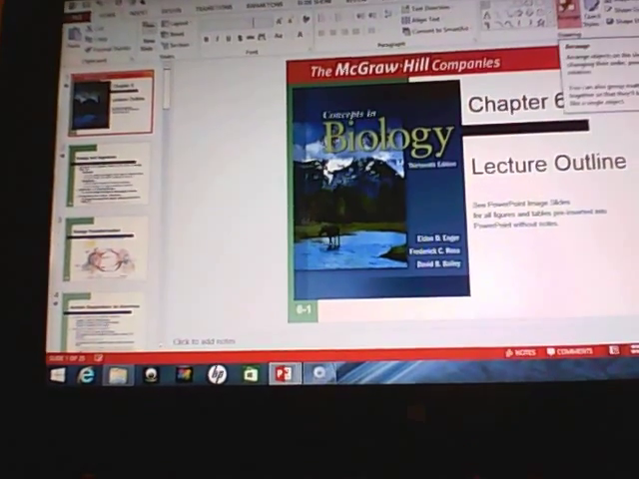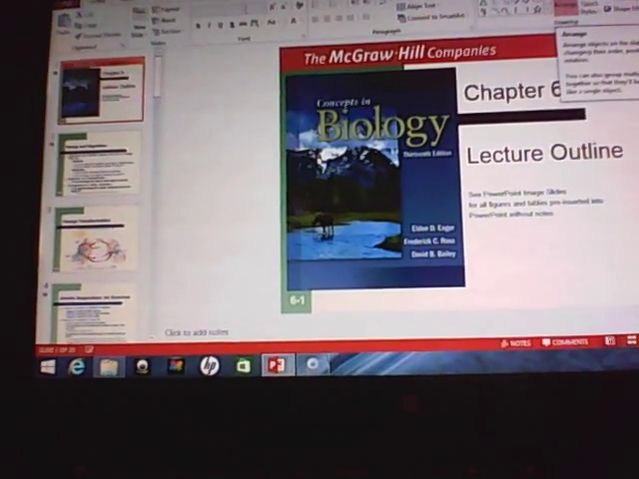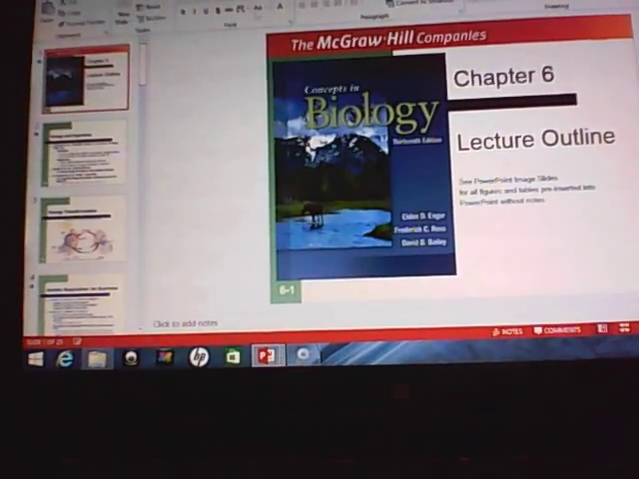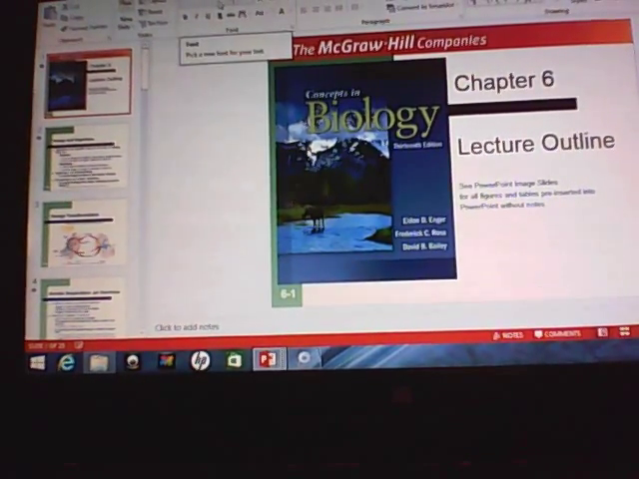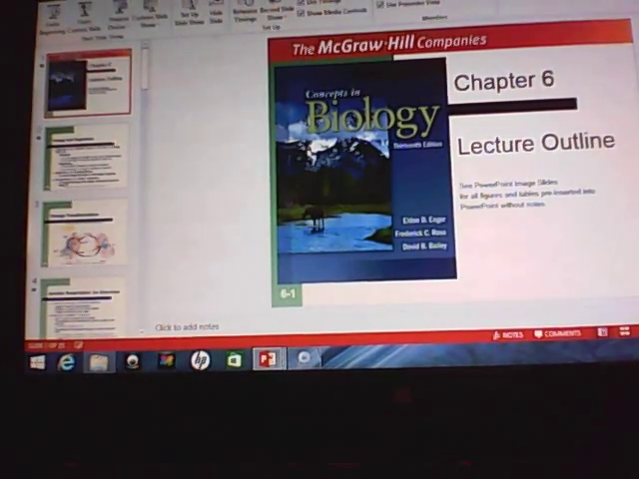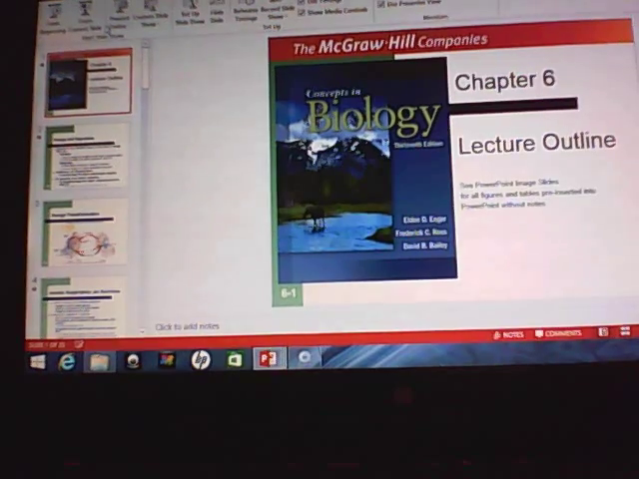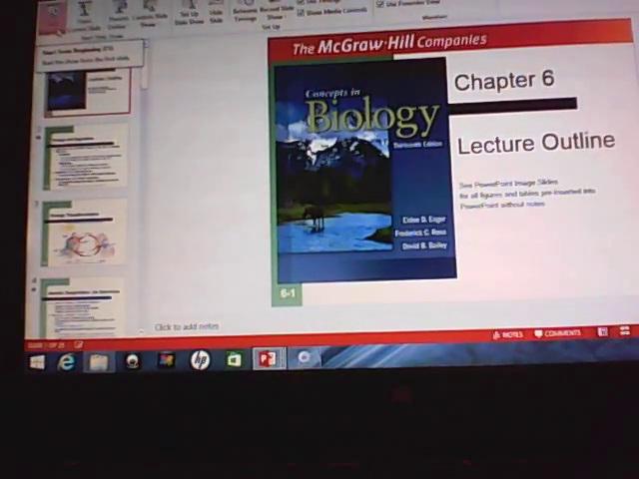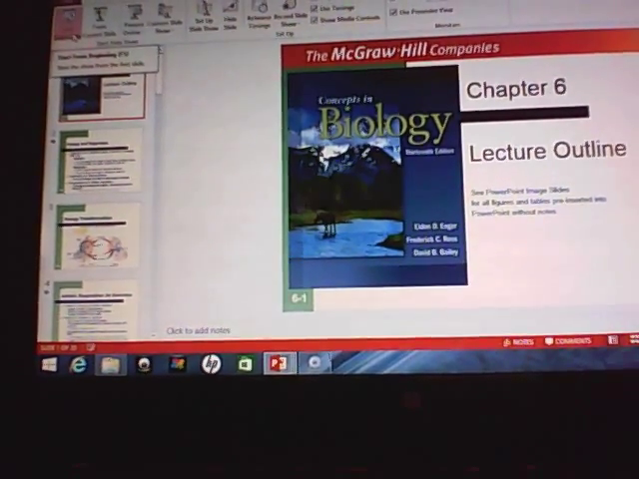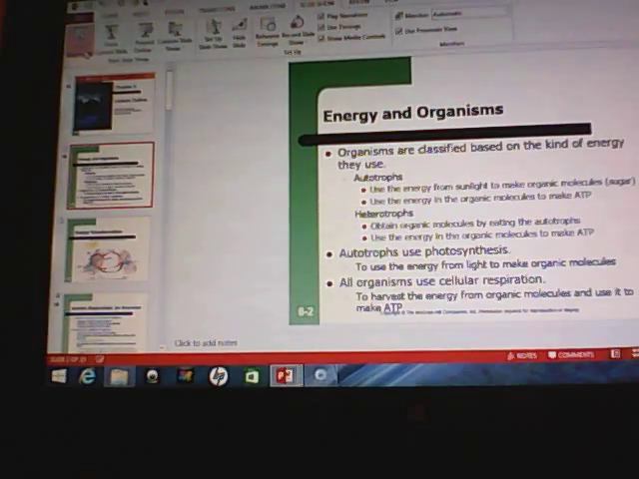Chapter 6. Chapter 6 is all about aerobic cellular respiration. You've done worksheets talking about cellular respiration, photosynthesis, and the difference between the two.